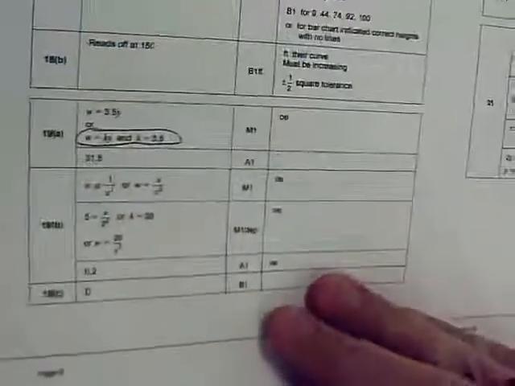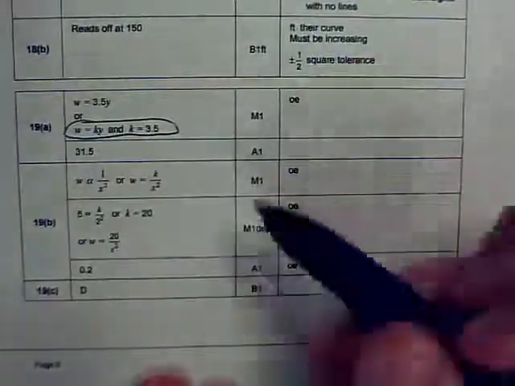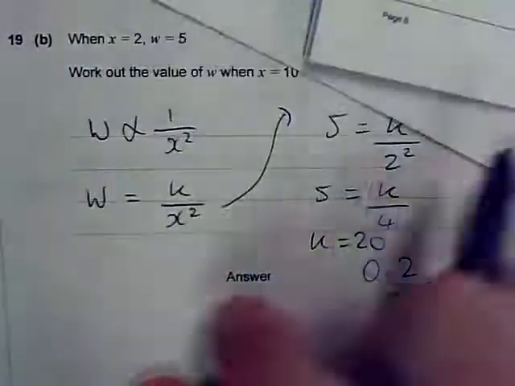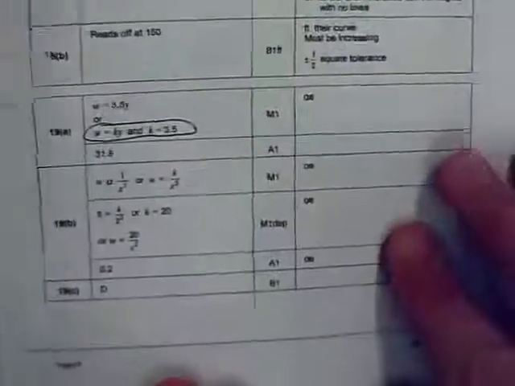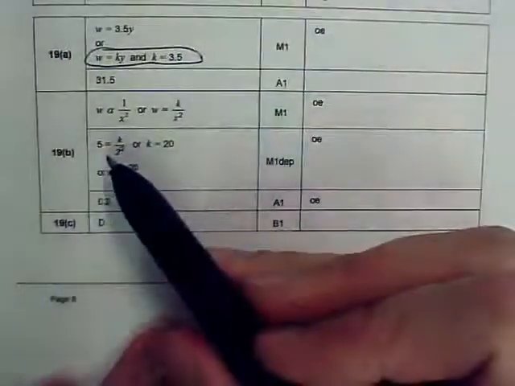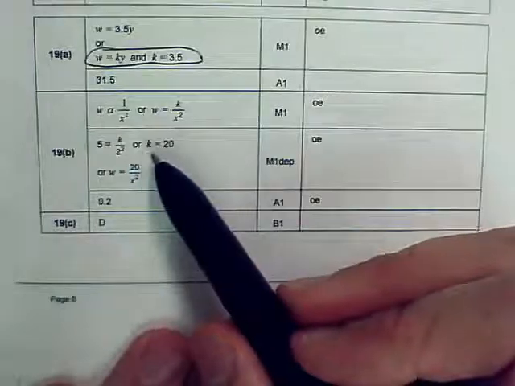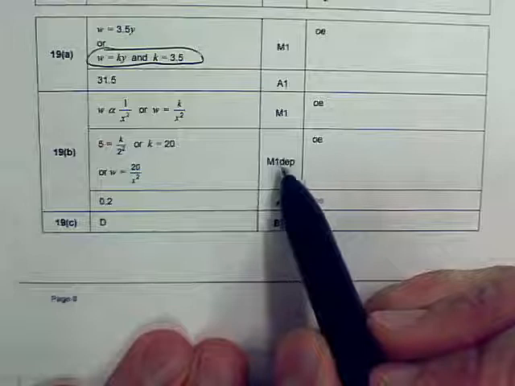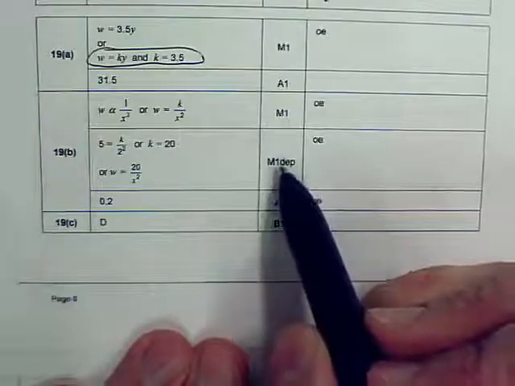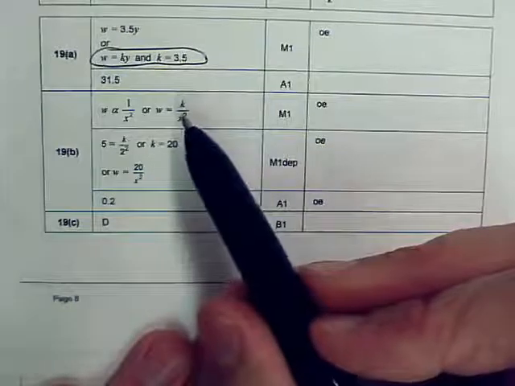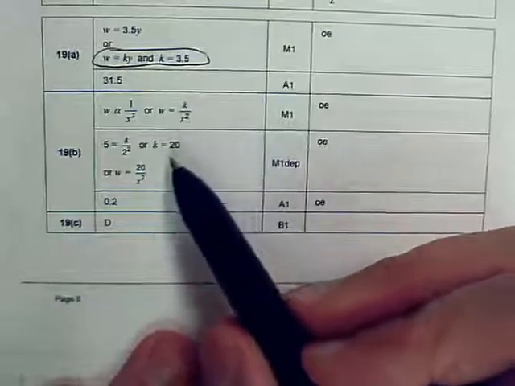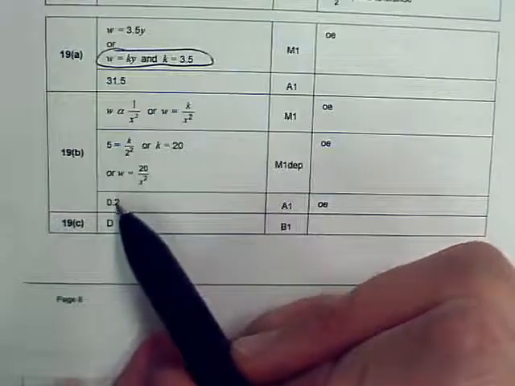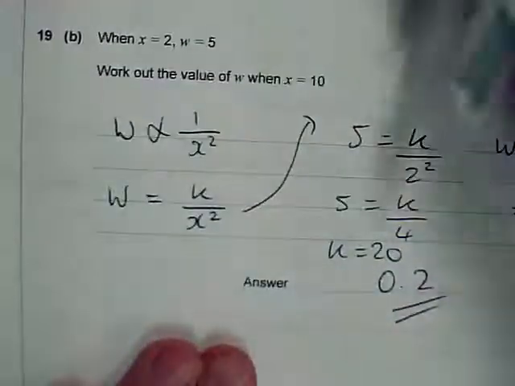Checking that with the mark scheme, we can see that we get 1 mark for writing W equals K over X squared. You get 1 mark for that. And working out that K equals 20, you get the second mark, but remember that's dependent, so you only get that mark if you've shown the first bit. If you haven't written that down and you've somehow come up with 20, you won't get the mark. And the third mark, 0.2, for 3 marks.